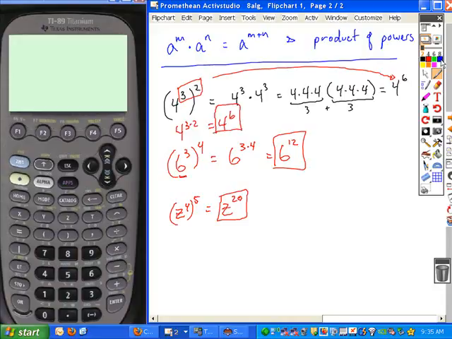So the general rule for this is a to the m, all to the n. If you take a power to a power, you're going to multiply those powers. And power of a power is the terminology used to describe that relationship.